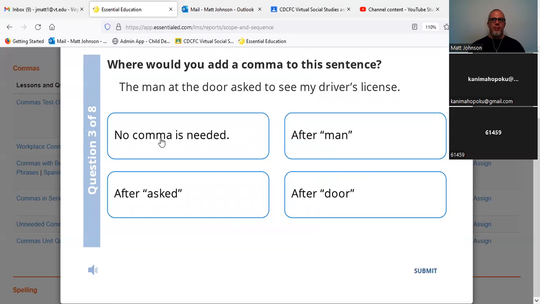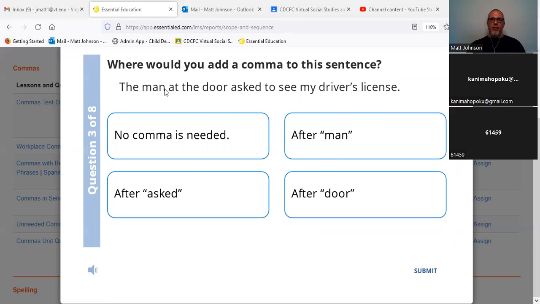All right, the man at the door asked to see my driver's license. So if you look at that, you realize that's a whole idea, right? The man at the door, that's our subject. So there's no comma. We don't need a comma here. If you actually look at the choices they give, after man, the man, comma, at the door asked to see my driver's license.